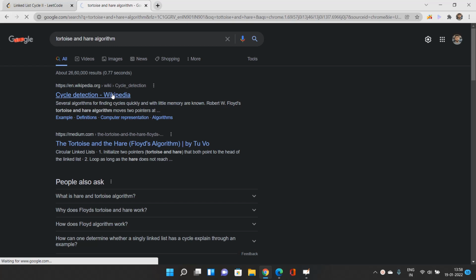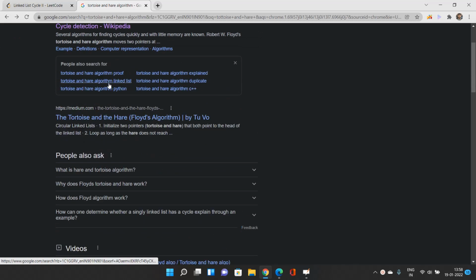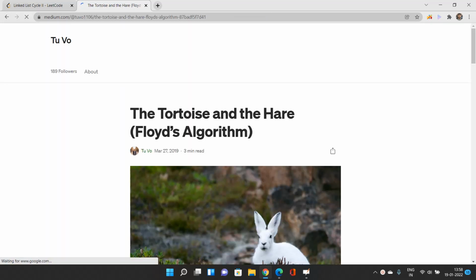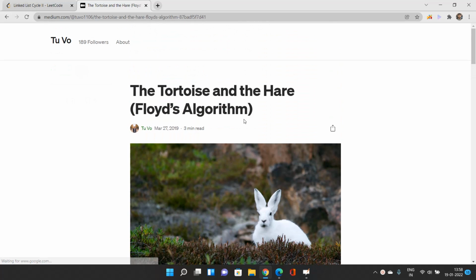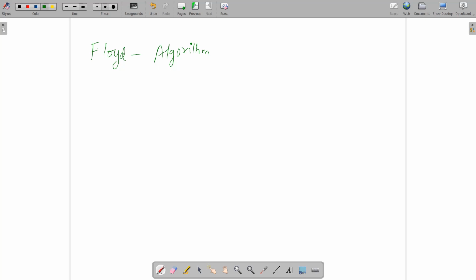Yeah, you can also call it cycle detection. And in more good case, we can call it the Floyd algorithm. So what I'm going to talk about is the Floyd algorithm. You can also call it the tortoise and hare algorithm. So what we are going to do is, suppose we have a linked list.